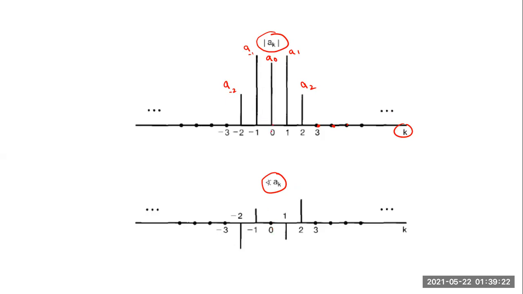So constant signal, its phase is 0. And then this A1, its phase is negative. A minus 1, its phase is positive. A2, its phase is positive, and A minus 2, its phase is negative. So you can see this is the magnitude spectra, and this is phase spectra.